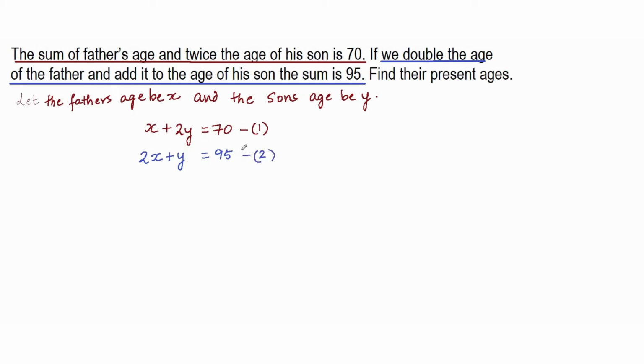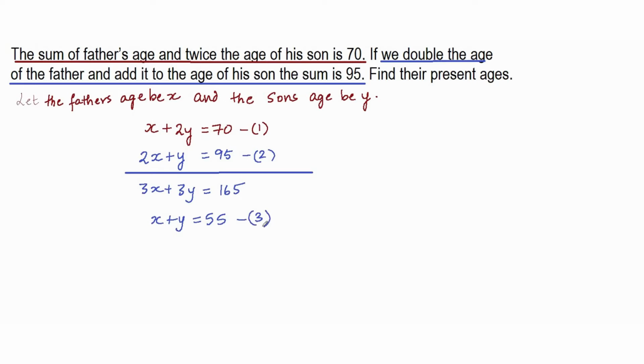So now we can go ahead and find the values of x and y. I noticed that the coefficients are swapped. So adding these two equations will help me. So let's add the two equations. I get 3x plus 3y is equal to 165. So dividing by 3, I get x plus y is equal to 55. So this is my third equation.